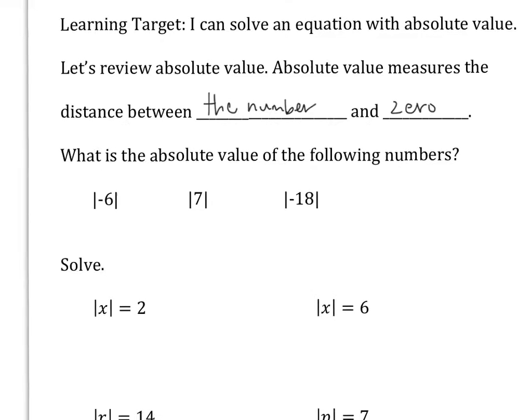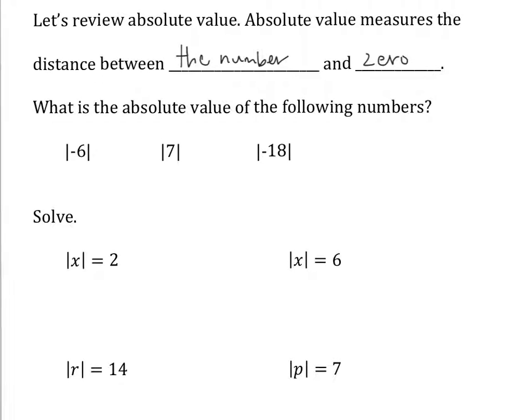Well, if we look at the first example here, the absolute value of -6 is 6. The absolute value of 7 is 7, and the absolute value of -18 is 18. So again, just to remind you, absolute value can only be positive, which means it's the distance from any number to 0. So you could be at -18, but the distance from -18 to 0 is still 18 units. Same thing if I were to say what's the absolute value between 18 and 0? Well, it's still 18 units to get from 18 back to 0.